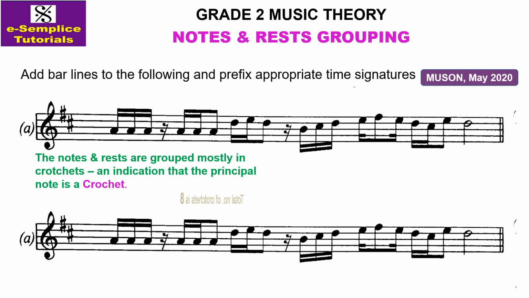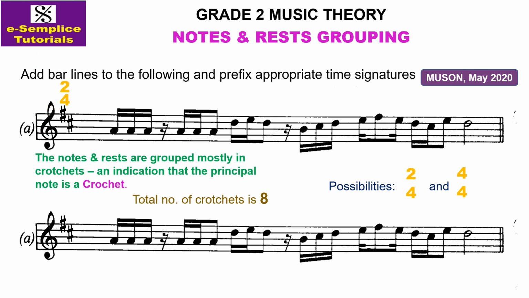And in all, we have a total number of 8 crochets. With 8 crochets, there are 2 possibilities to this question, and we are going to consider the 2 possibilities. The first possibility is that 2/4 will work because we have 8 crochets in all, and then 4/4 will also work. So we are going to do 2/4 above and try 4/4 below.